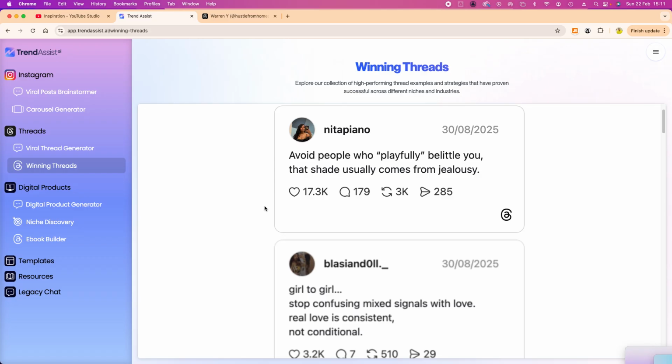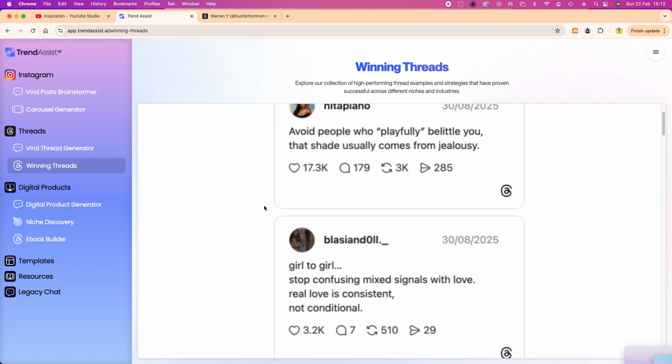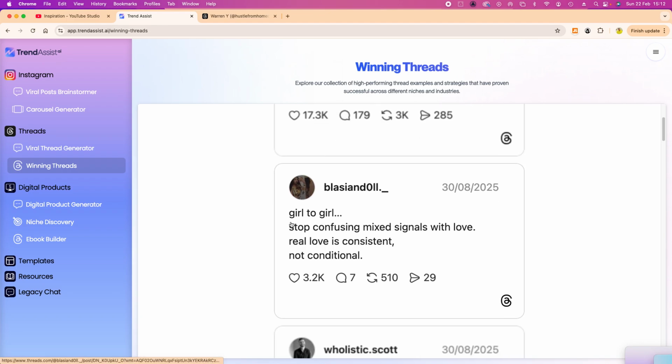We all know people that are in love, but we also know people that aren't in love, and it seems like people are struggling to find love these days. That's probably why the relationship niche is so hot at the minute, right? People want that realness, that relatability. They can relate to these things. So, girl to girl, stop confusing mixed signals with love.